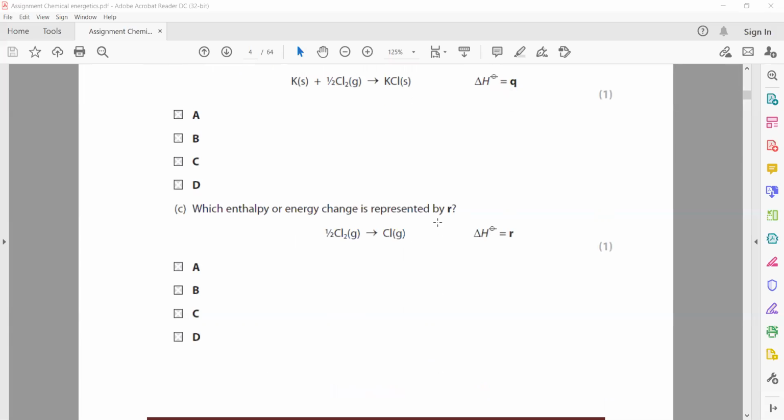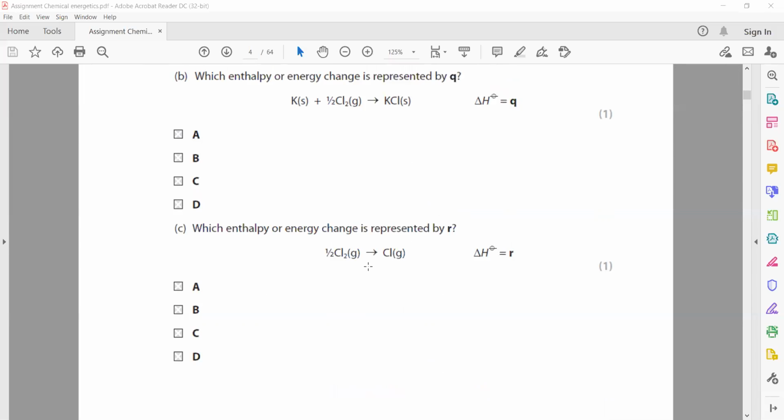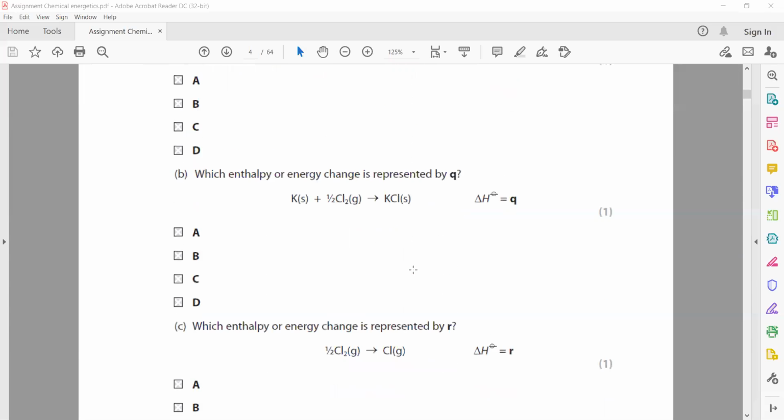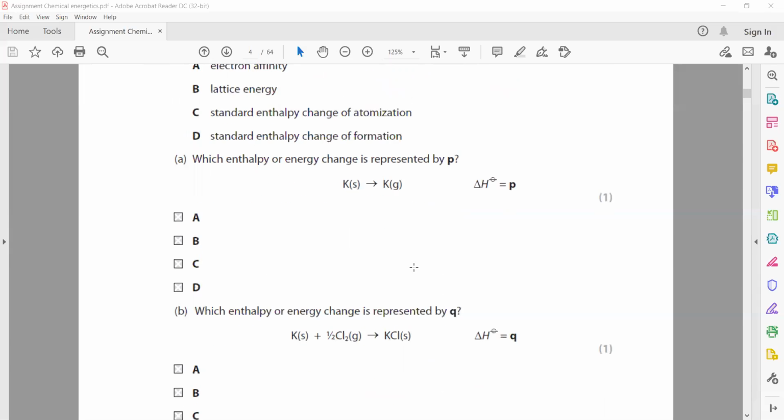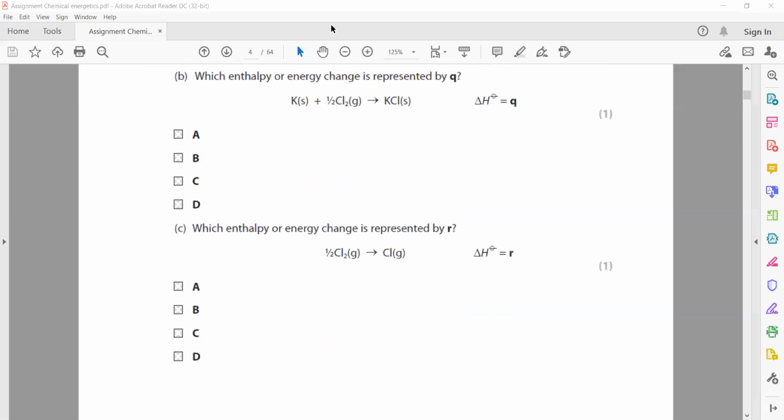Then what we are doing, we have a chlorine molecule and we are producing a chlorine atom. What do we call this enthalpy change? So this is also atomization, because when we produce atoms in a gaseous state, we call that atomization.